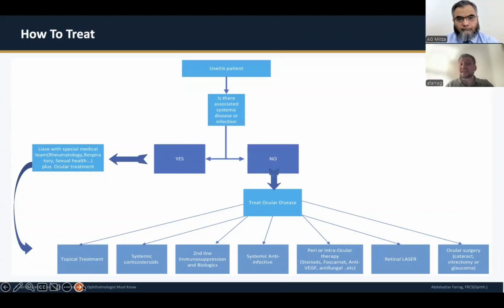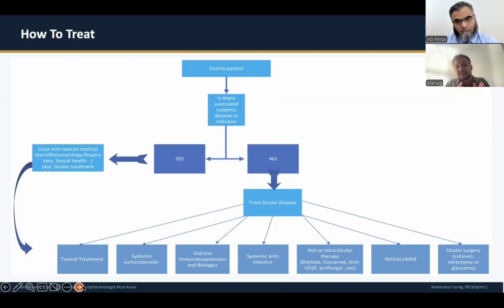First, is there an associated systemic disease or infection? You will answer either yes or no. If there is an associated systemic disease or infection, then you need to arrange systemic treatment with a specialist medical team, like the rheumatology team in case of ankylosing spondylitis, or the respiratory team in case of sarcoidosis or tuberculosis, or sexual health in case of syphilis, in addition to ocular treatment. However, if there is no systemic association or infection, then you need to treat the ocular disease.